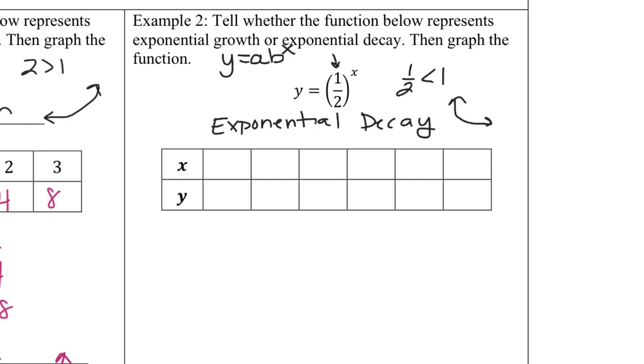Now I don't have the x values pre-filled in this time. Since these are moving from left to right and it's decreasing, that means your higher y values are on the negative end of your x. So I want more negatives than I do positives.